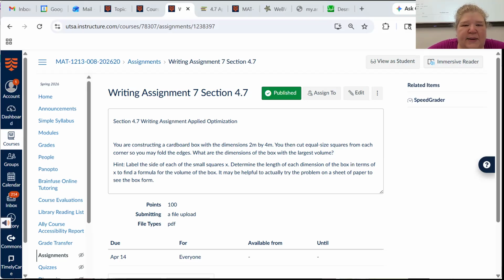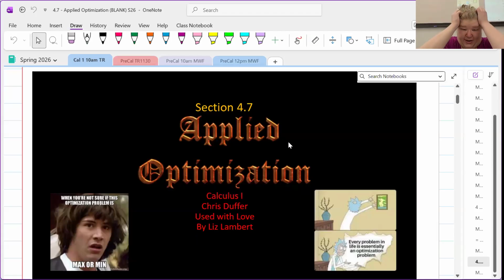All right, so let me flip the share back to OneNote now. Christy made some really interesting optimization problems. They have a fun sense of humor.